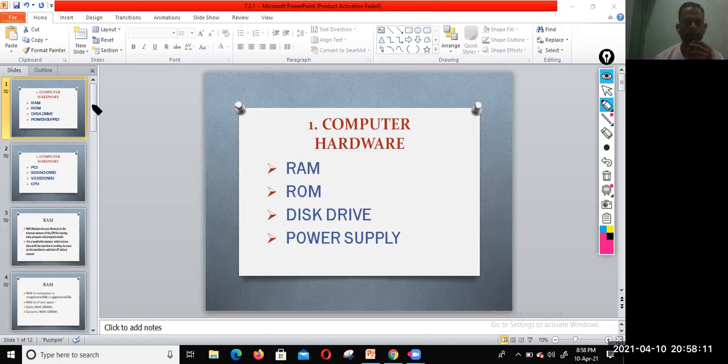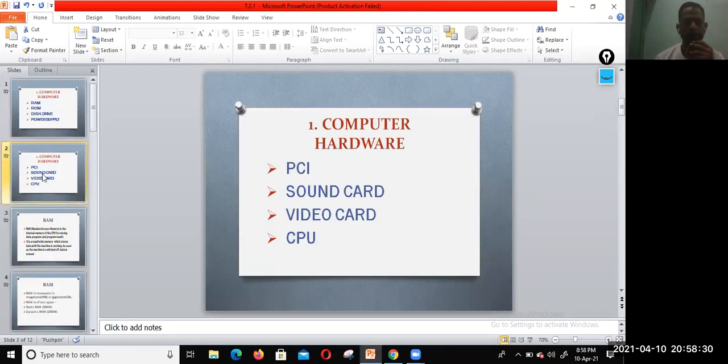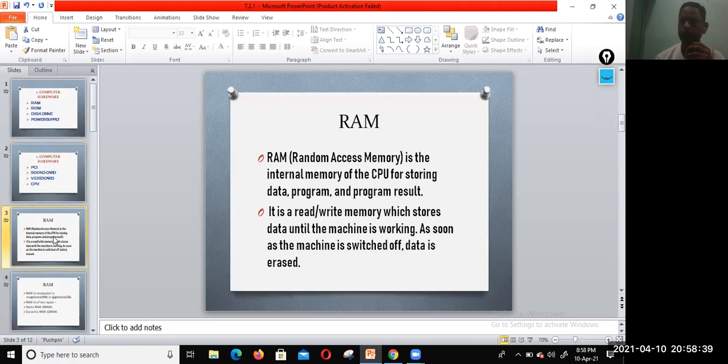Today I'm going to discuss RAM, ROM, disk drive and power supply. The previous class explained about PCI, sound card, video card and CPU. Now let us discuss one by one.